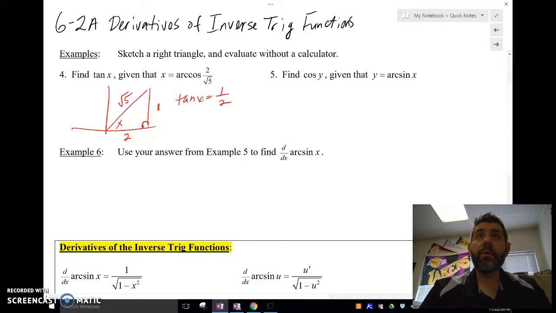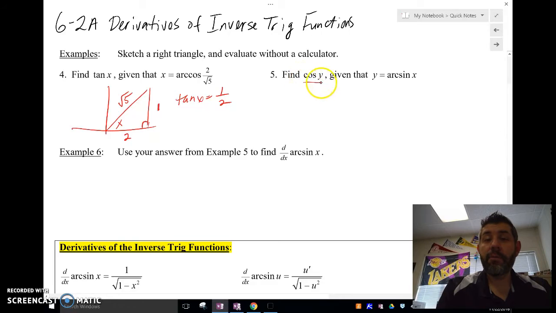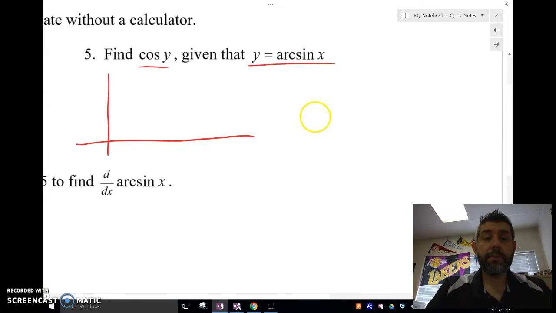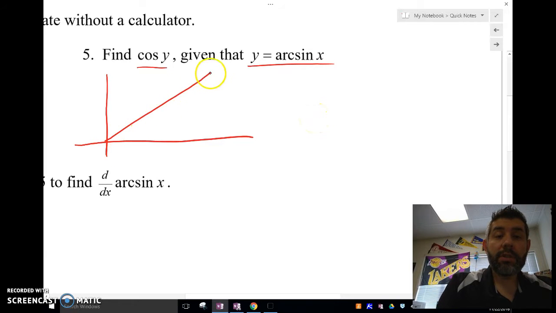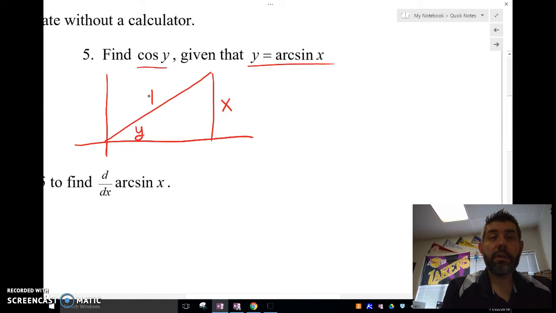Now I'm going to do that with just a general one. Find the cosine of y if y equals arc sine x. I'm going to draw my right triangle here, and I'm going to zoom in so you can see this better. My angle here is y. Since this is arc sine, that means my opposite over hypotenuse. So I'm just using a unit circle basically. Y equals arc sine x.